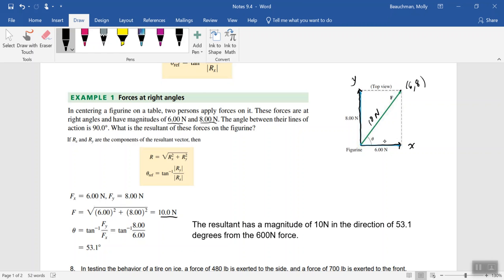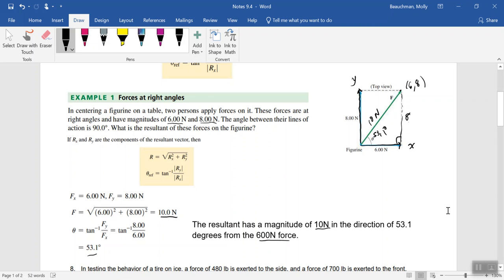Now we want to find that angle. So again, think about this as a right triangle with two sides, 6 and 8. We could just as easily have drawn a right triangle here. The inverse tangent is going to equal our y-coordinate over our x-coordinate. So we have the inverse tangent of 8 over 6, which is 53.1 degrees. So this angle is 53.1 degrees. Now we've found the magnitude and the direction. So the resultant has a magnitude of 10 newtons and a direction of 53.1 degrees from the 6 newton force.